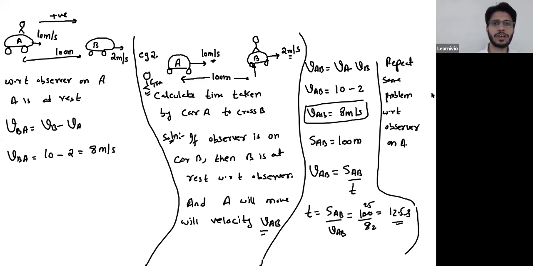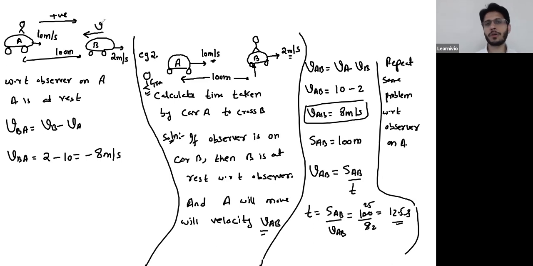Earlier too, it was 8 meter per second. Hey, just a second. It's VB minus VA, so it's 2 minus 10, which is minus 8 meter per second. So VBA is negative. What does it mean? With respect to this observer, is car B moving to the right hand side or to the left hand side? Left. With respect to this observer, car B is moving to the left hand side.